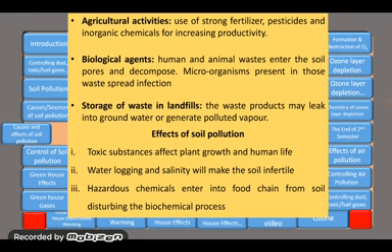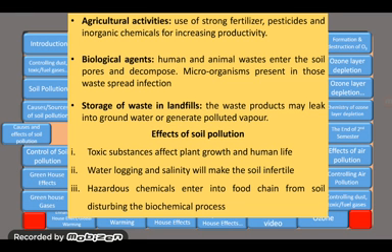Now, effects of soil pollution. 1. Toxic substances affect plant growth and human life. We all know that. Once you have toxic substances mixed with the soil where crops are planted or where trees are planted, what will happen? It will affect the growth of such plants and even affect human life.